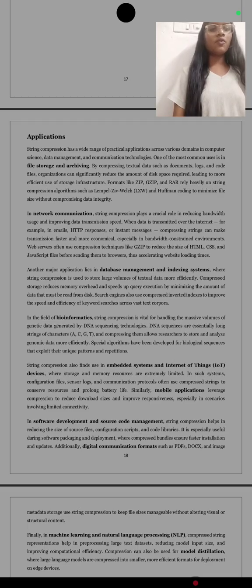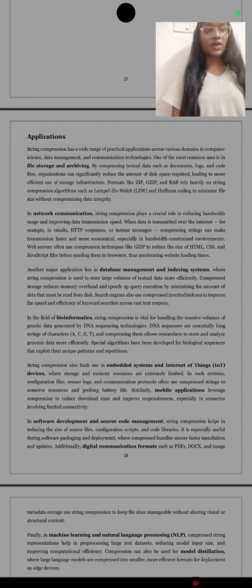In the field of bioinformatics, string compression is vital for handling the massive volume of genetic data generated by DNA sequencing technologies. DNA sequences are essentially long strings of the characters A, C, G, T. Compressing them allows researchers to store and analyze genomic data more efficiently. Special algorithms have been developed for biological sequences that exploit their unique patterns and repetition.